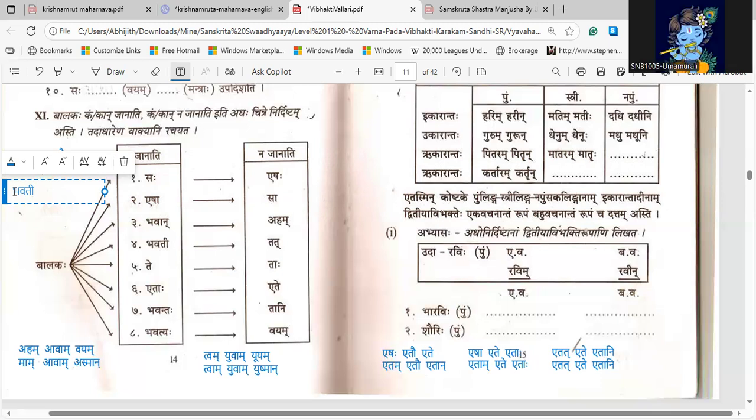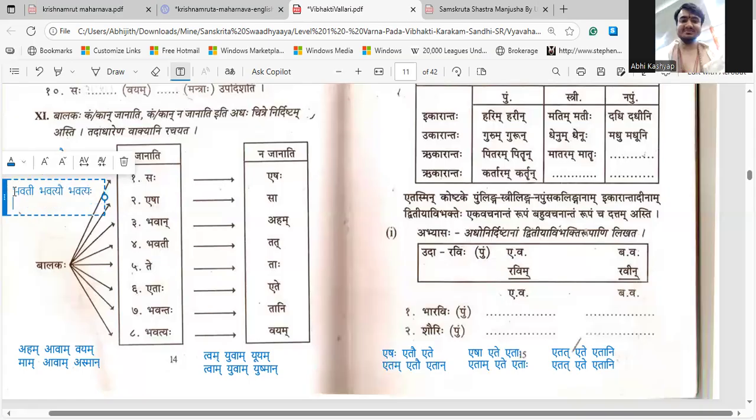Bhavatyau. You remember what is Lekhani? Next, Nadi, what was it? Nadi, Nadyau, Nadyah. So this will be Bhavati, Bhavatyau, Bhavatyah. Okay. Then come down to Dvitiya Vibhakti now. Bhavati, Bhavatyau, Bhavatyah. What will the changes be?